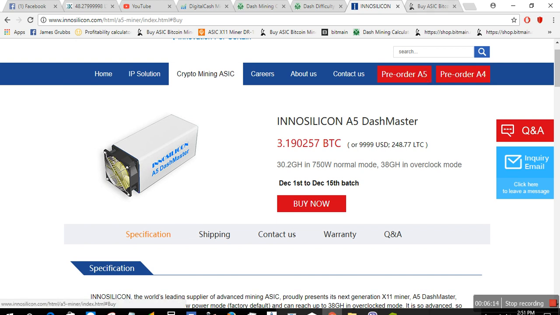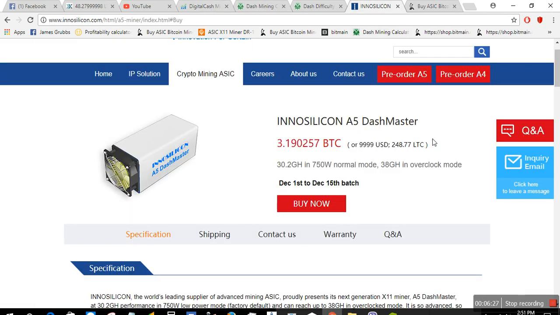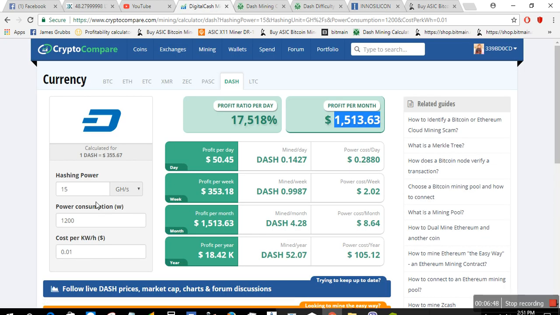So I would suggest, why won't I buy 6 D3s instead of one A5? If you have power issues, then this could be a bit different, but power is not that much, it won't cost you that much. So you should check out why I would buy something that is 10k and something that is $1,450. Why won't I buy 6 of them? And if you look at my power cost, it's very, very low, $8.64 per month.